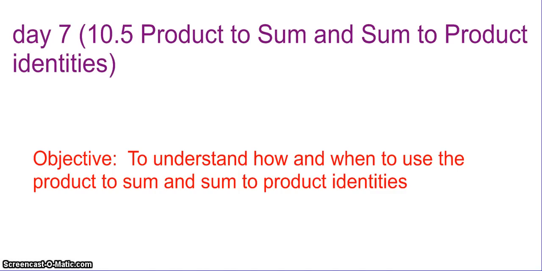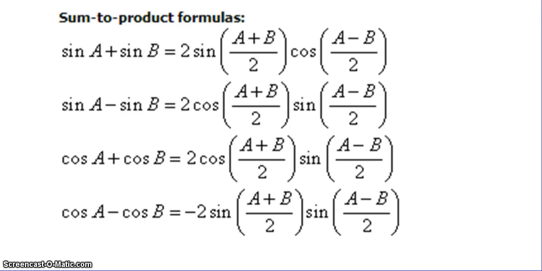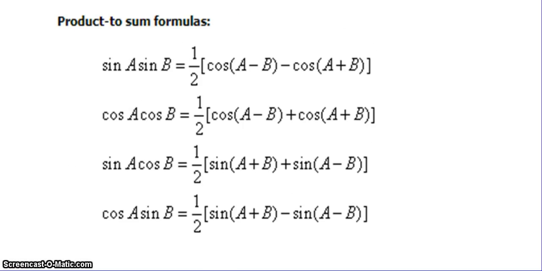So we're going to continue on with 10.5. We're going to learn about the product to sum and the sum to product identities. These are on your packet of identities, so I'm not going to spend a ton of time going through them. You can prove them to yourselves using the sum and difference formulas and the double angle identities. Here are the product to sum. Those were the sum to product. Let's go right to the examples.